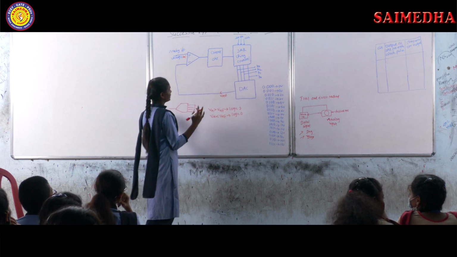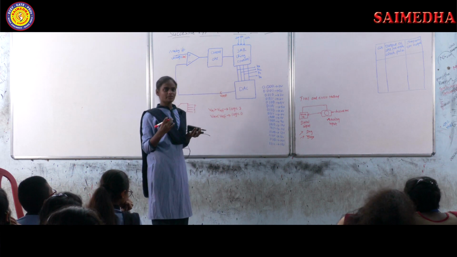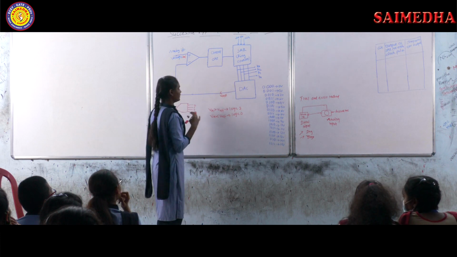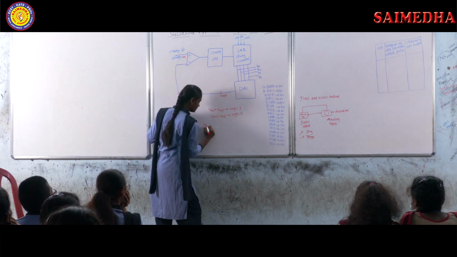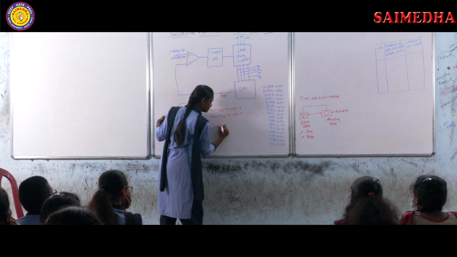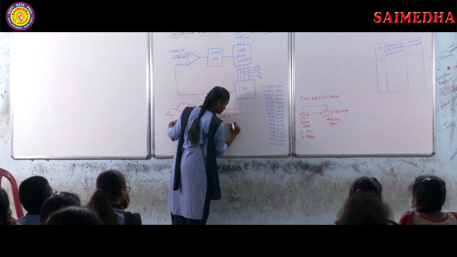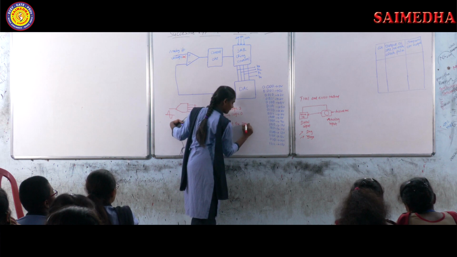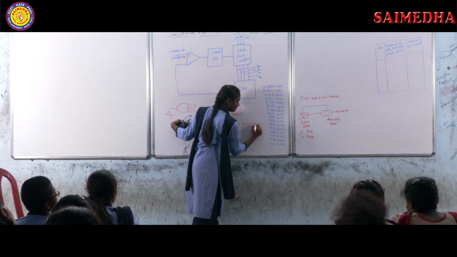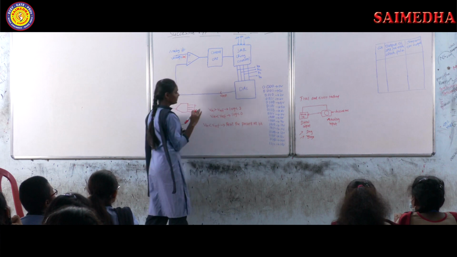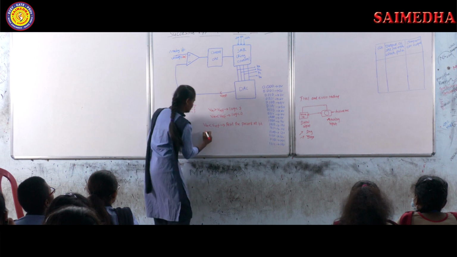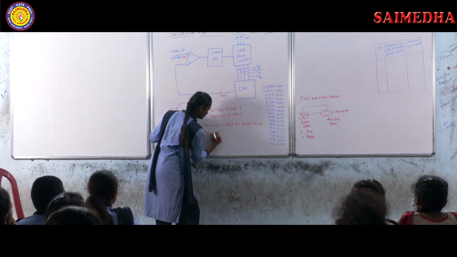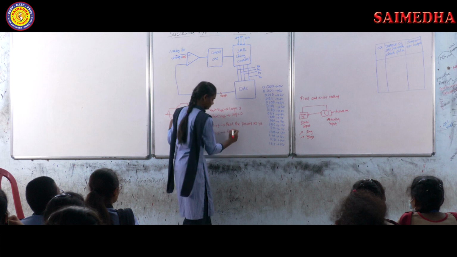Next, the control circuit. The control circuit is used to reset the present set bit whenever Vin is less than V reference. And whenever Vin is greater than V reference, it retains the present set bit, meaning it will keep it as is.